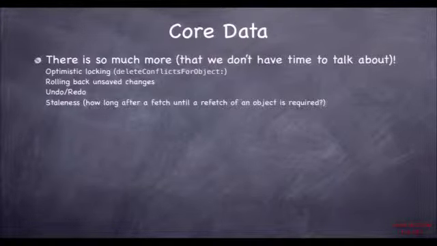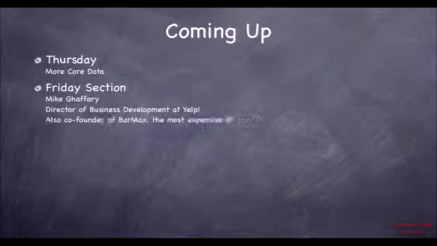All right, so that's it. That's all I'm going to talk about today. There's lots more I could talk about in Core Data: optimistic locking and undo and redo. It does full undo and redo. Things about staleness of fetching, all that. We don't have time for any of that, unfortunately.